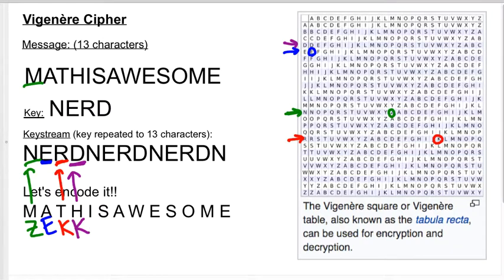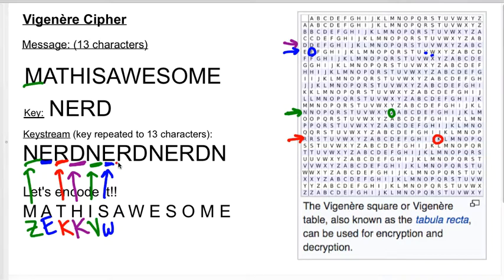Then I'm going to loop back to the N row, to this N row, right? So now I'm back to the N row, right? Because that's the next part of the key. So for the N row, I'm going to look for I. So I go across the N row here, and my I is a V, right? And then I'm going to go ahead and go to the E row again. Right? The E row is what I'm going to use for the S. So I go to the S in the E row. So this is the E row. And it's a W, right? So I get a W, right? And then I'm going to go back to the R row.